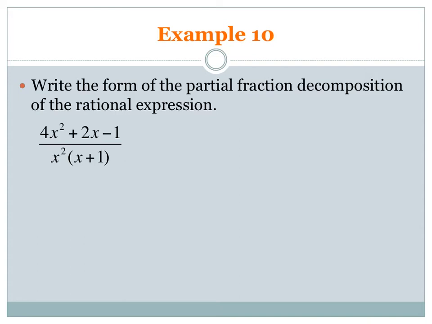All right, so we're going to work all the way through this time. Write the form of the partial fraction decomposition of the rational expression. So we're going to start the same way. Is the bottom factorable? No. Is there a repeated factor? Yes, x squared is repeated, right? So this would equal a over x plus b over x squared plus c over x plus 1.